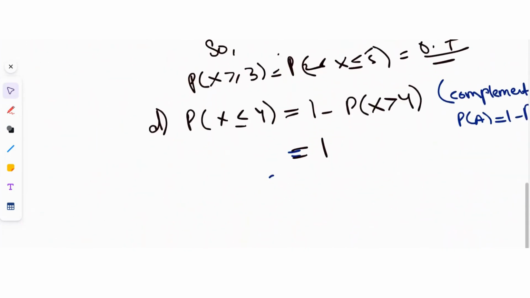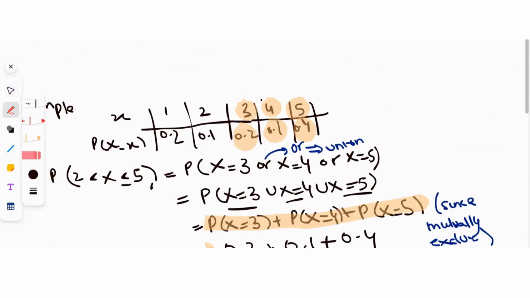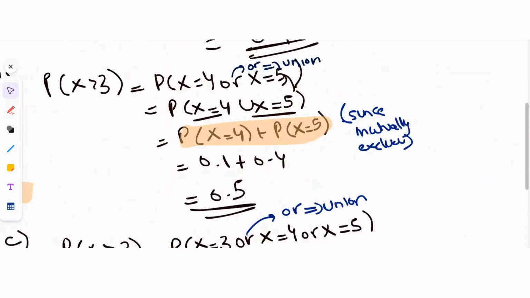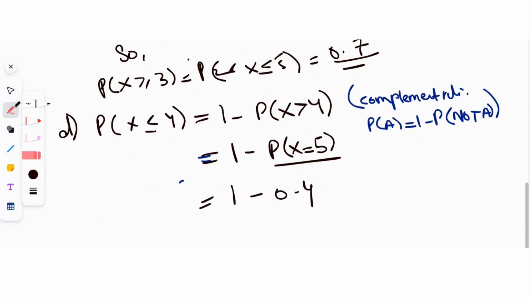So probability x is greater than 4. When x is greater than 4, there's only one possible value, 5, right? So again, it's important to keep in mind the values of the discrete random variable. For this variable, probability x is greater than 4 just corresponds to probability x is 5, which is 0.4. So this is 0.6.